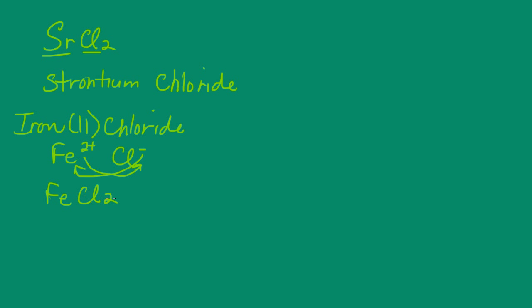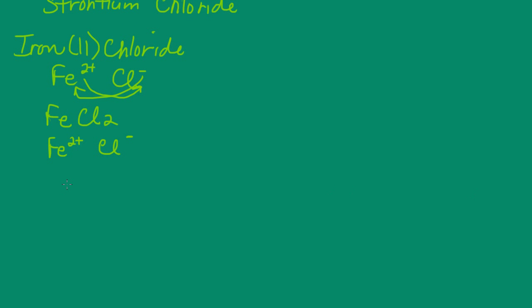We know by looking at the formula, okay, remember how we crisscrossed these charges and they became subscripts? Well, we know that this 2 here would be the charge on the iron, and of course the charge on the chloride ion is a -1.